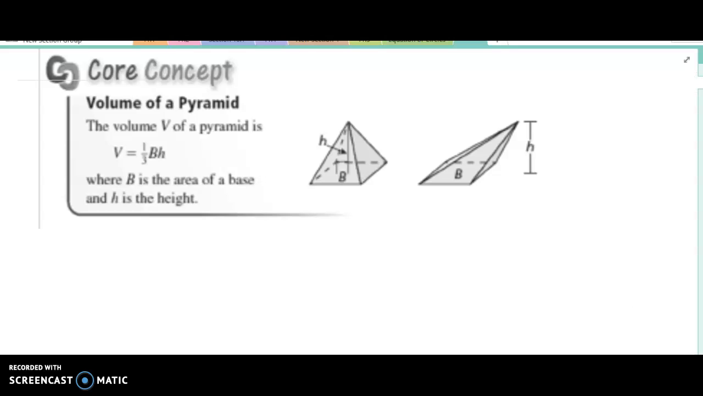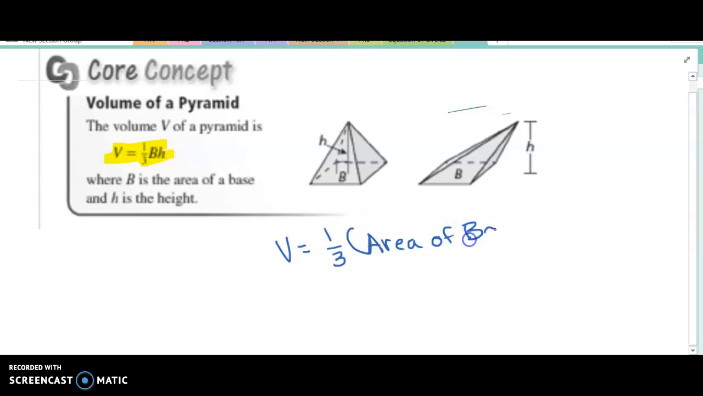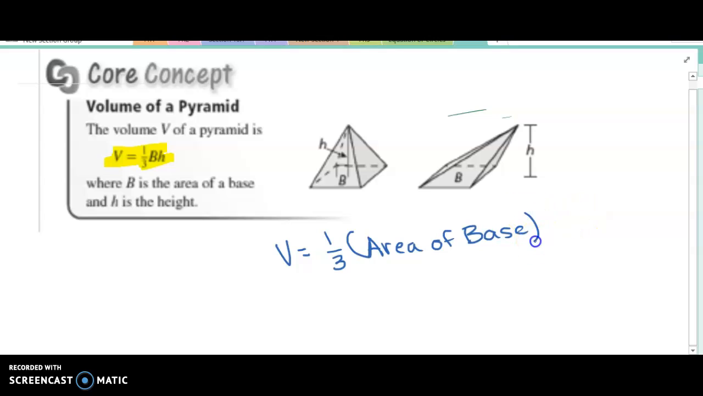Alright guys, so this is the video for section 11.6, and as you can probably guess by the picture on the screen, we're going to be talking about pyramids. Okay, so the volume for a pyramid is right here. It's 1/3 area of the base times the height. And when I mean the height, I mean the straight up and down height, not the slant height, straight up and down.